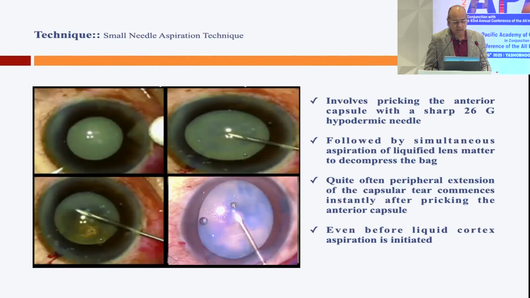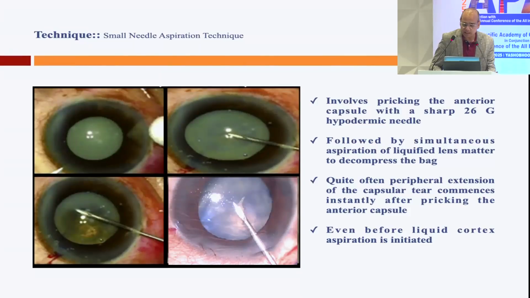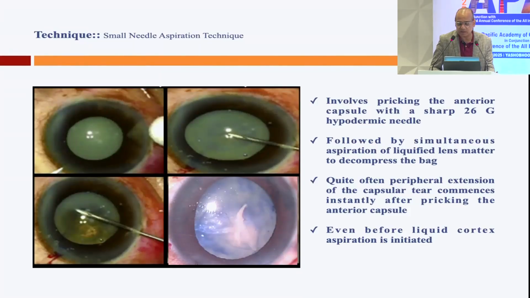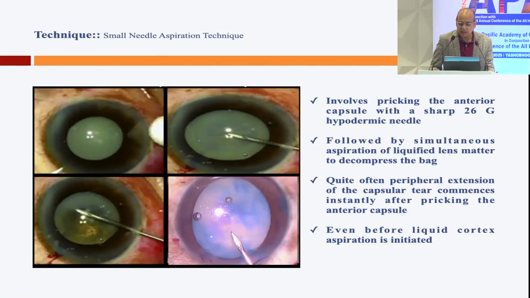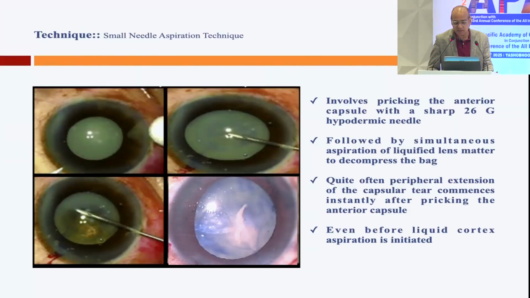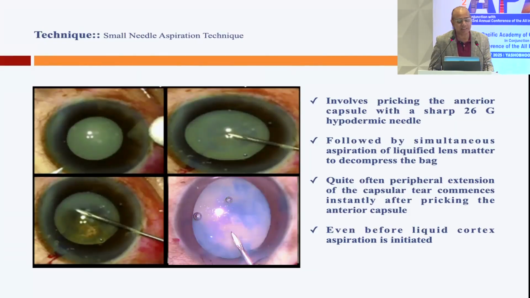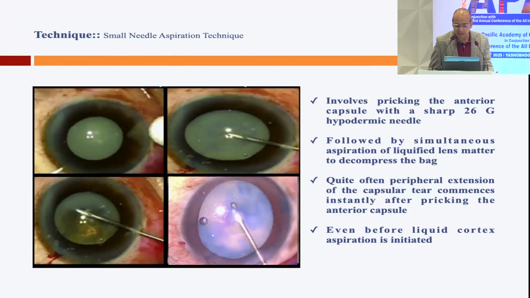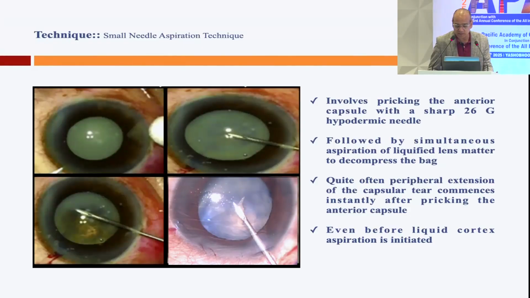There is also the small needle aspiration technique. It involves pricking the anterior capsule with a sharp 26-gauge hypodermic needle, followed by the simultaneous aspiration of liquefied lens matter to decompress the bag. Quite often, peripheral extension of the capsular tear commences instantly after pricking the anterior capsule, even before the liquefied cortex aspiration is initiated.